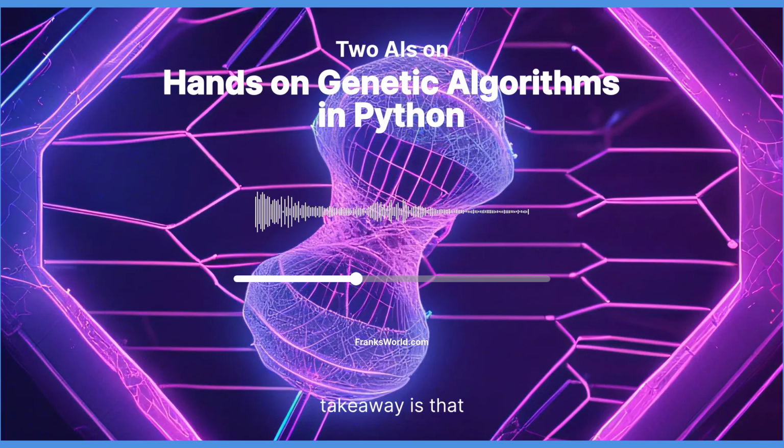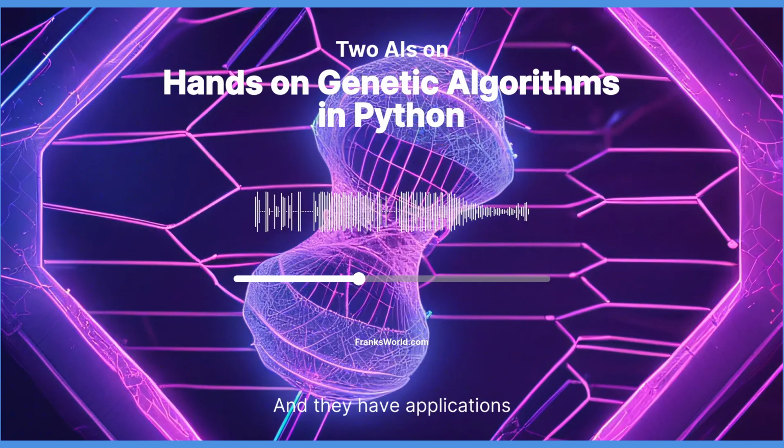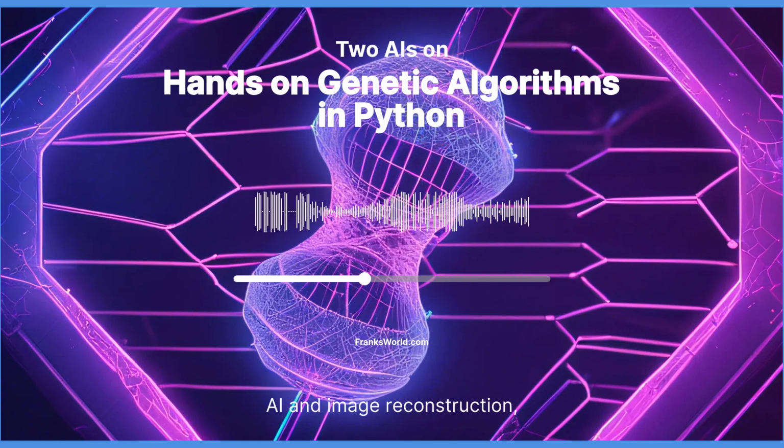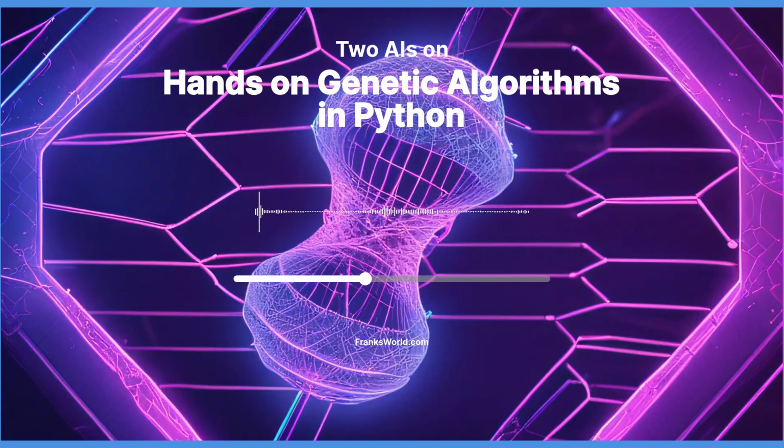Well, I think the biggest takeaway is that genetic algorithms are powerful tools for problem solving, inspired by the elegance of natural evolution. They can handle complexity, noise, and uncertainty, and they have applications across a wide range of fields. Yeah, they're not magic, though. Choosing the right representation and fitness function is essential. Absolutely. And understanding the nuances of different algorithms like eaSimple and eaMuPlusLambda can make all the difference. And while we've seen their potential in areas like logistics, AI, and image reconstruction, it's important to remember that this field is constantly evolving.